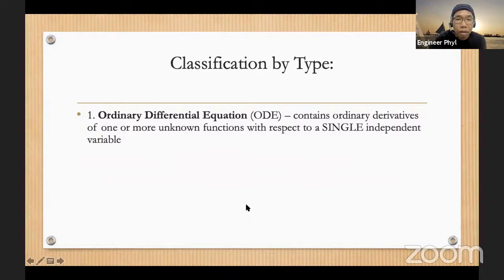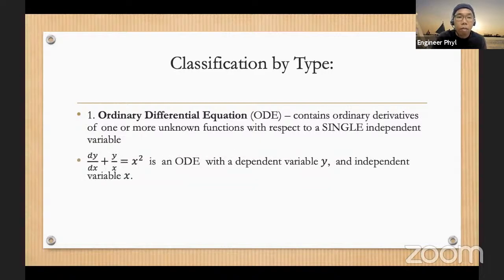Now let's go over the first type. Here we have dy over dx plus y over x equals x squared. This is an ordinary differential equation since it contains an ordinary derivative, dy over dx. In this equation, the dependent variable is y and the independent variable is x.